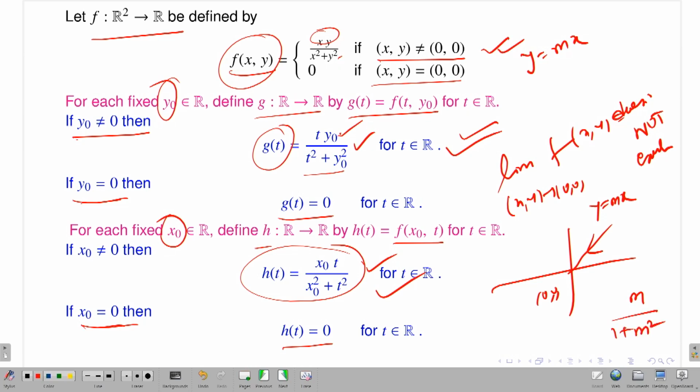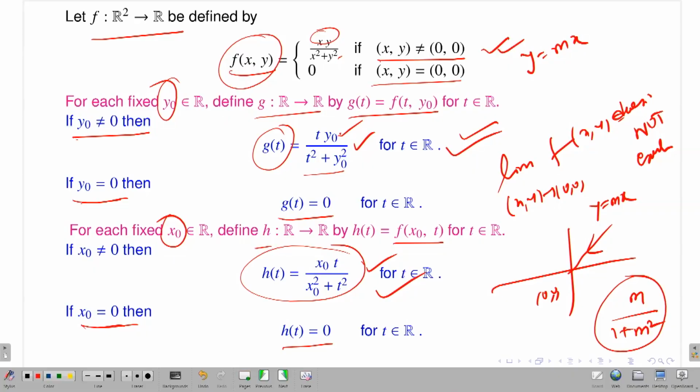So, that means if I approach the origin along the line y is equal to mx, the value of the function along this line will give you the value m by 1 plus m square, and if m varies, it will give you different values. So, if I come along y is equal to x, it will give you 1 by 1 plus 1 square, that means half, and if I come through y is equal to 2x, it will give you 2 by 5.